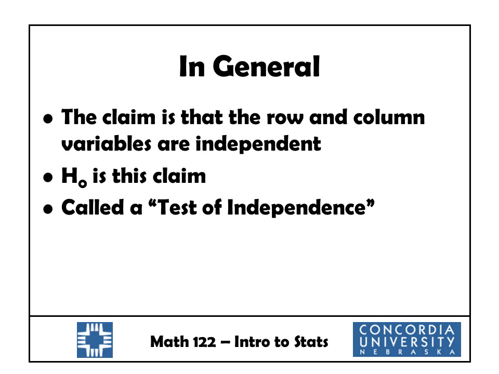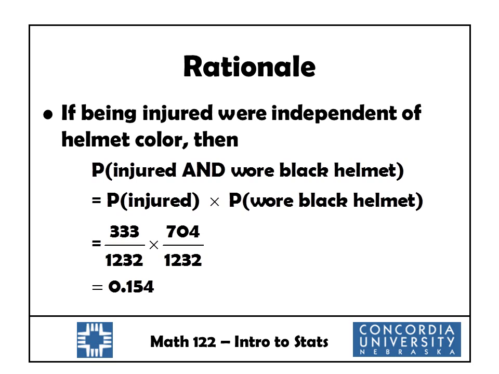So let's talk a little bit about the rationale behind the calculations. Like before, we're going to start off by assuming that the null hypothesis is true. So we're going to assume that they're independent. If they were independent, then the probability that I randomly select a person who is injured and wore a black helmet would be equal to the probability of being injured times the probability that the person wore a black helmet. This is true because of independence and our multiplication rule, which says that if they're independent, then you just multiply the probabilities of my two events, like this.